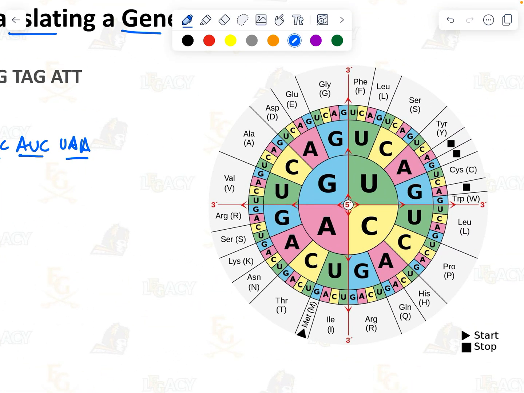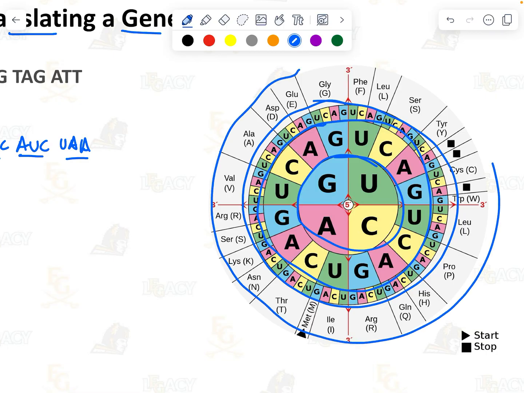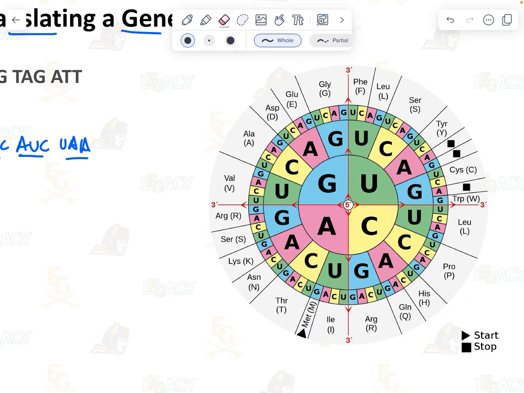And you'll notice that this codon wheel has a center circle with a G, U, A, and C. Then there's a second circle, and then there's a third circle for the three letters in our codon. The outermost ring is all of the 20 different amino acids that those codons can translate into. And so the way to do this is you start in the center and work your way out.